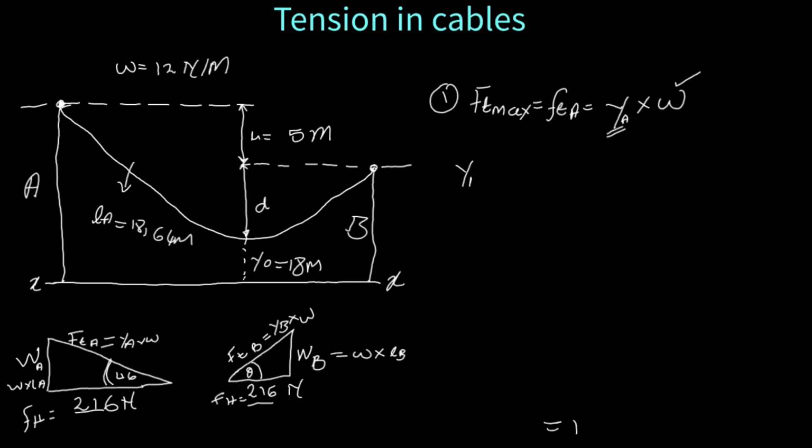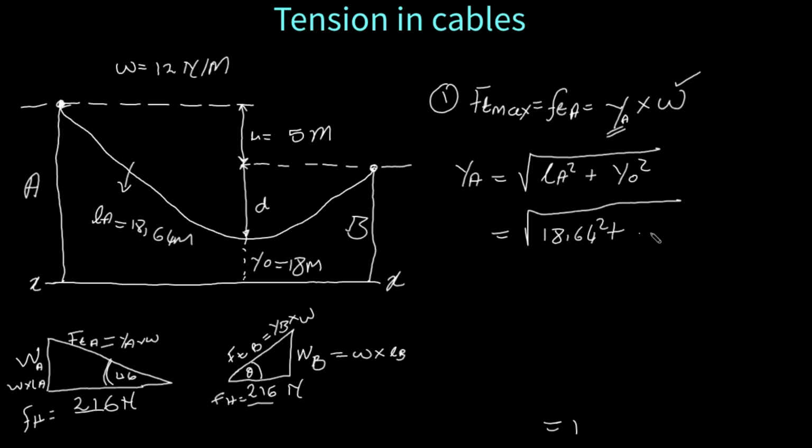Remember, we are trying to calculate for YA, and the formula is LA squared plus YO squared. We said LA is 18.64 squared plus 18, which is YO squared, and this is going to give me 25.912 meters.